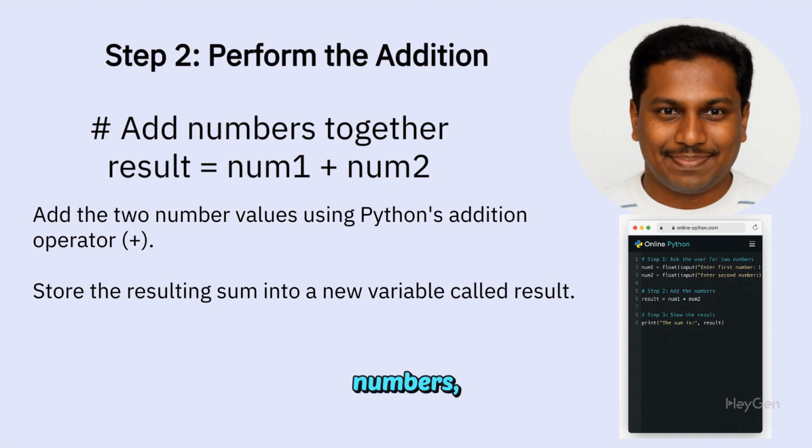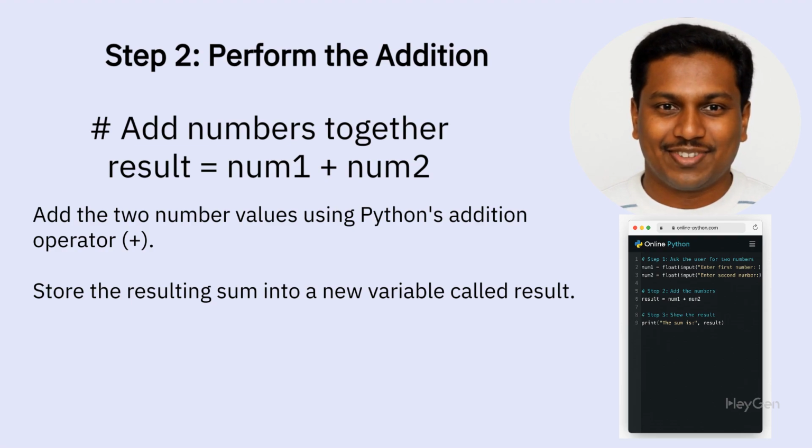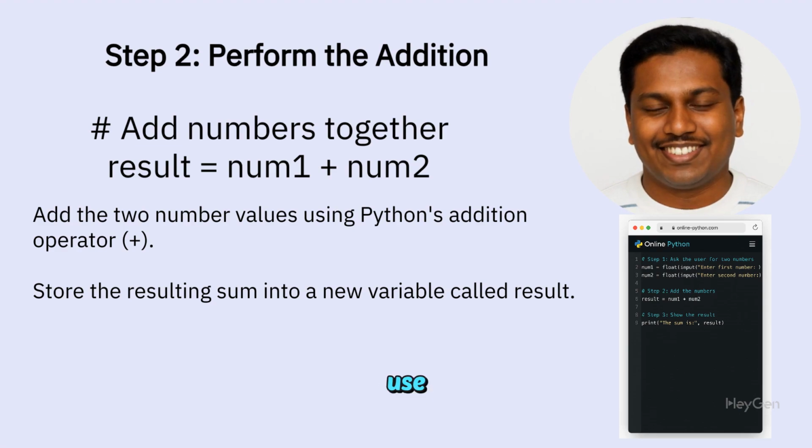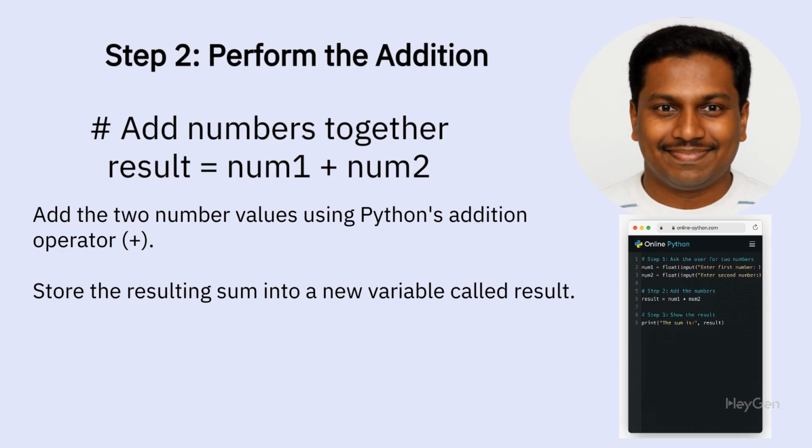Once we have both numbers, we'll add them together using Python's addition operator. This operator, represented by the plus sign, performs arithmetic addition between numeric values. The result of this operation is stored in a new variable called result for ease of use in next steps.